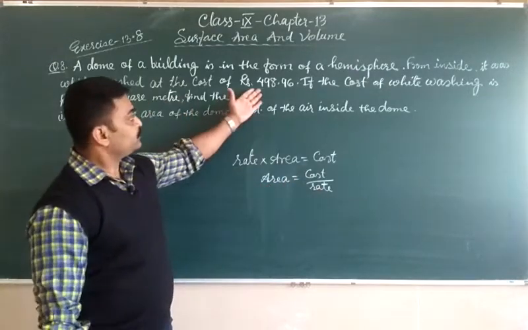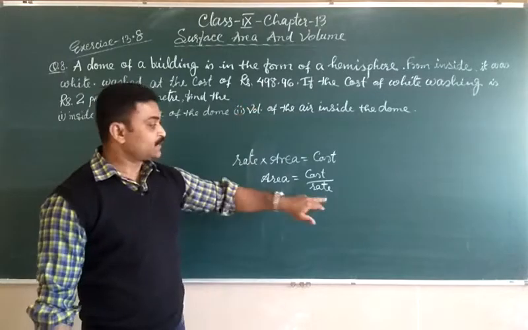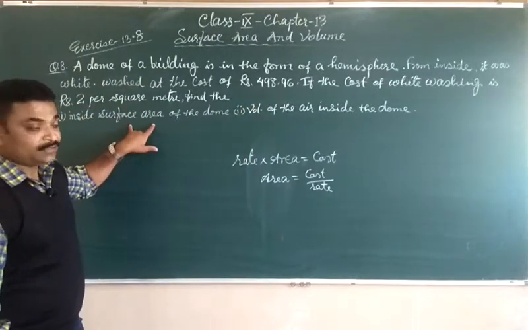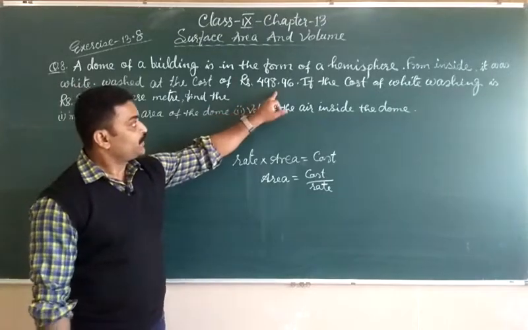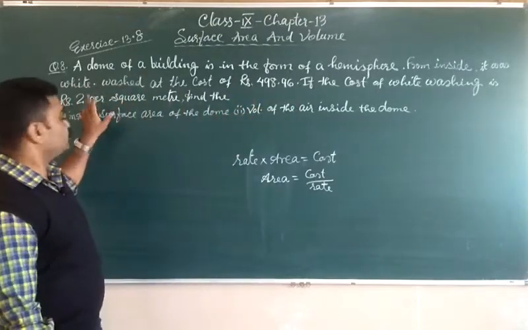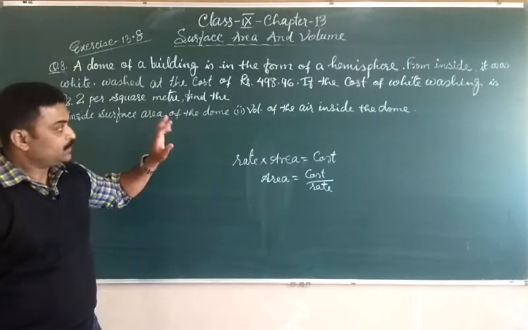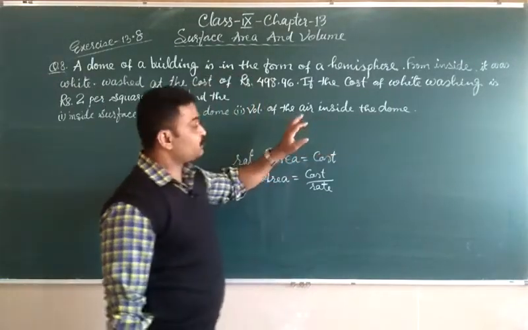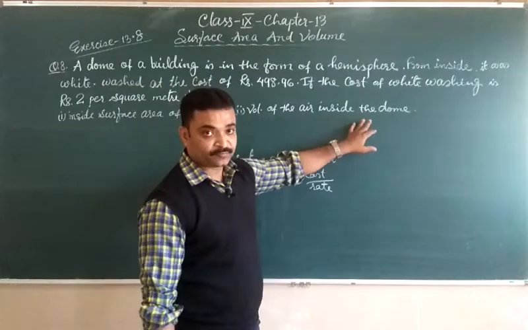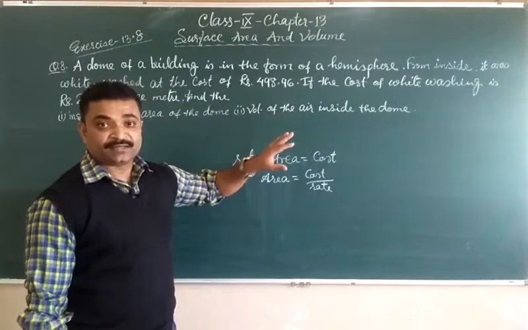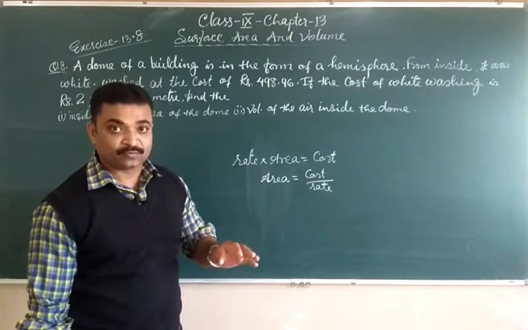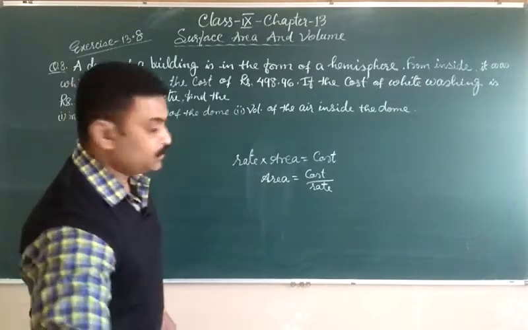Here cost is given 498.96 and the rate is given 2. So the first answer will be found by dividing 498.96 by 2, isn't it? And the second question: what is the volume of the air inside? Volume of the air inside the dome. That means we have to find the volume of the dome, that is the hemispherical dome. So let us solve.